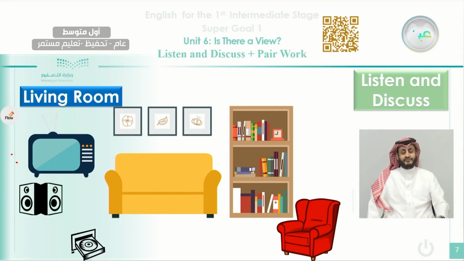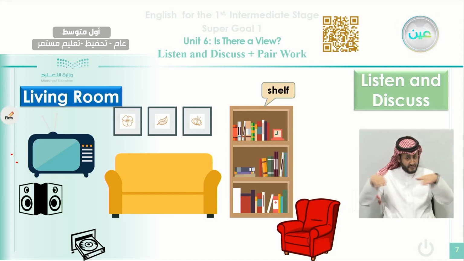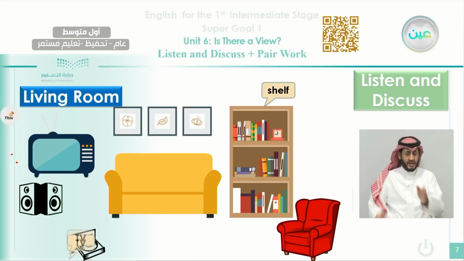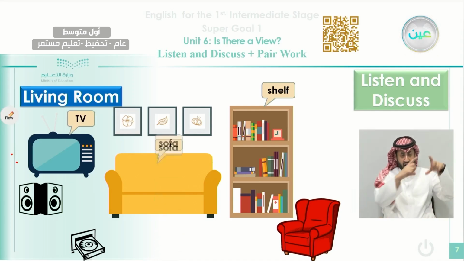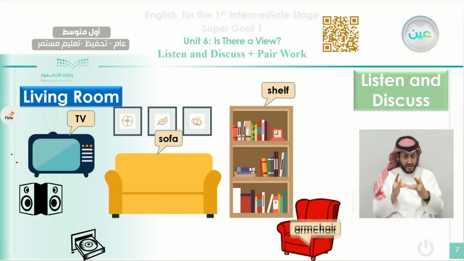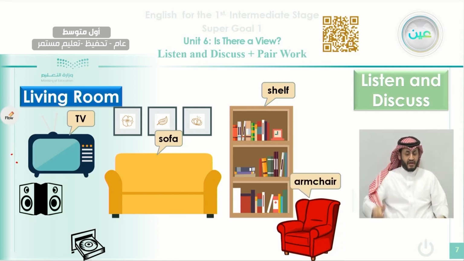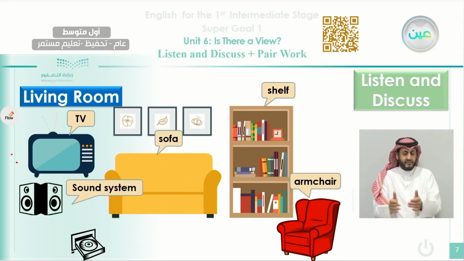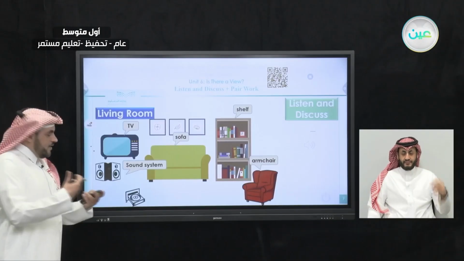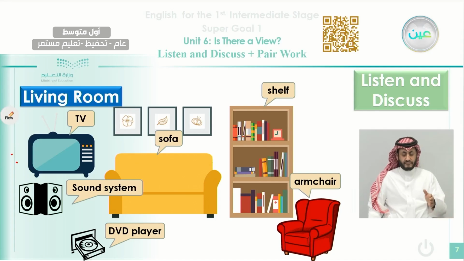Now, try to identify what the items are that are available in this room. Look at the picture carefully and try to find out what the things there are. Number one, we call a shelf. What is a shelf? A shelf is the place that we use to put things like books. You can see here, this is a shelf. And here, that is a TV. And here we call it a sofa, very good. And here we also have this one, we call it an armchair. This one is a sound system that we use to play things. Also, this is a DVD player that is also to play something, to listen to.